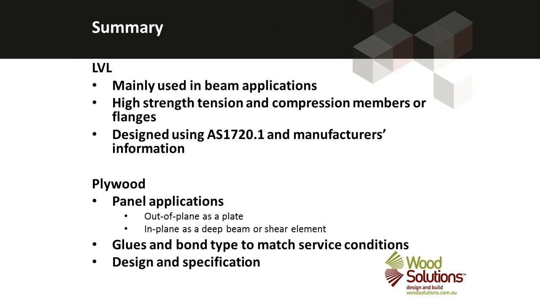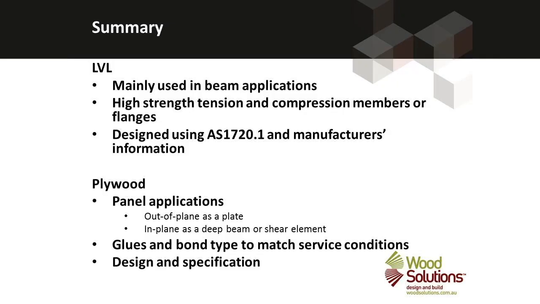So in summary, laminated veneer lumber, mainly used in beam applications. They can be quite high beams. They have high strength. They can be used for large structural demand, tension, bending or compression members. It's designed fully using AS 1720.1 and information that comes from the manufacturer. Plywood is for panel applications. Those panel applications can have joint architectural and structural roles, and again the design methods are outlined in AS 1720.